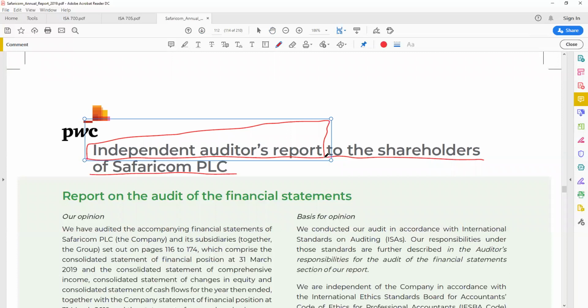Now here, to who? The shareholders of Safaricom PLC. It must be there. It is not a must that the addressee be part of the title, but in this case, they have done the title plus the addressee together. Who are you addressing this report to? In this case, therefore, it is the shareholders of Safaricom PLC.